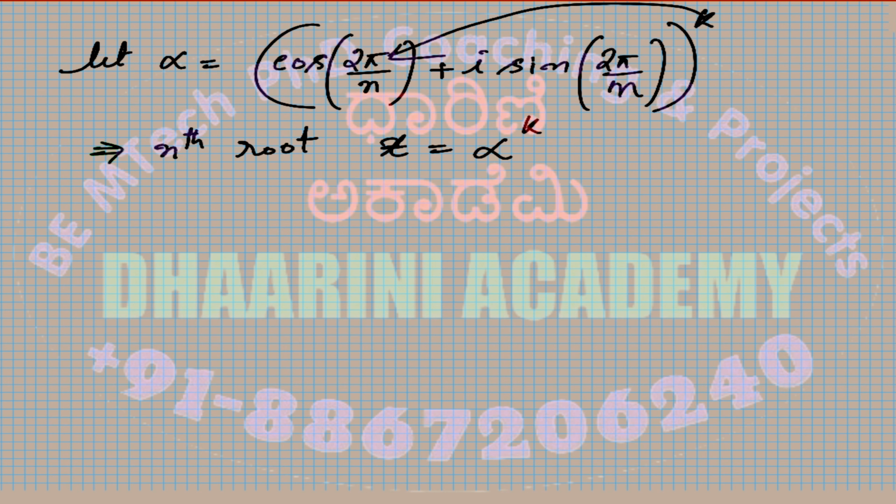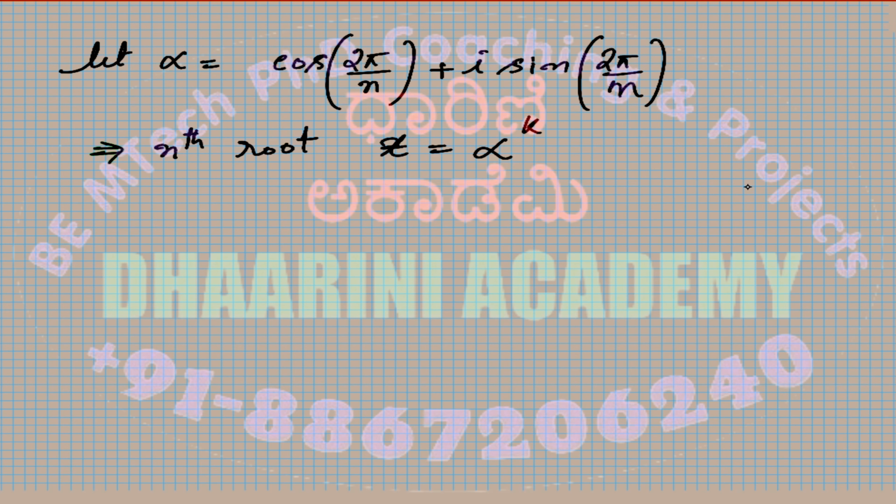If you have cos theta plus i sin theta raised to the power k, it can be written as cos k theta plus i sin k theta. That's very basic, we already know that. So we use that property here, and the nth root x can be calculated using this method. Alpha is whatever we have assumed as alpha, and we can use it to represent that. Now let us do slightly more analysis of this particular alpha.